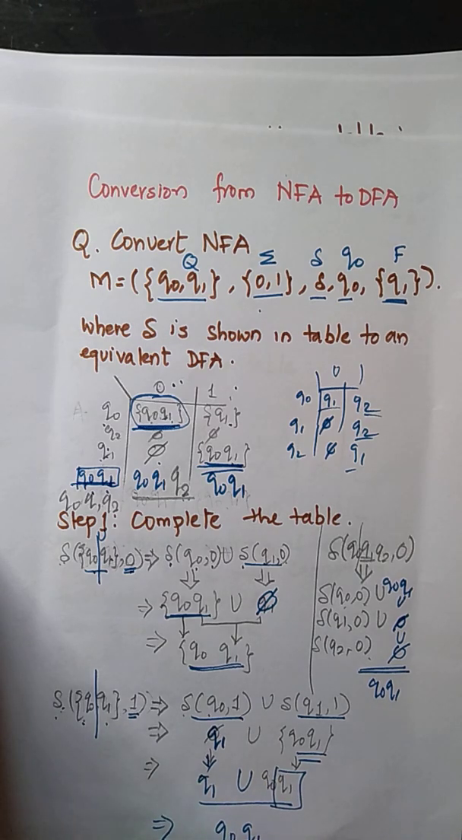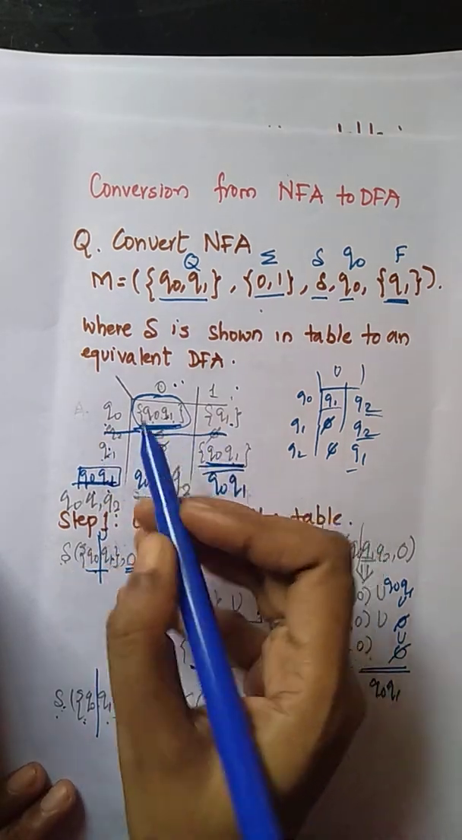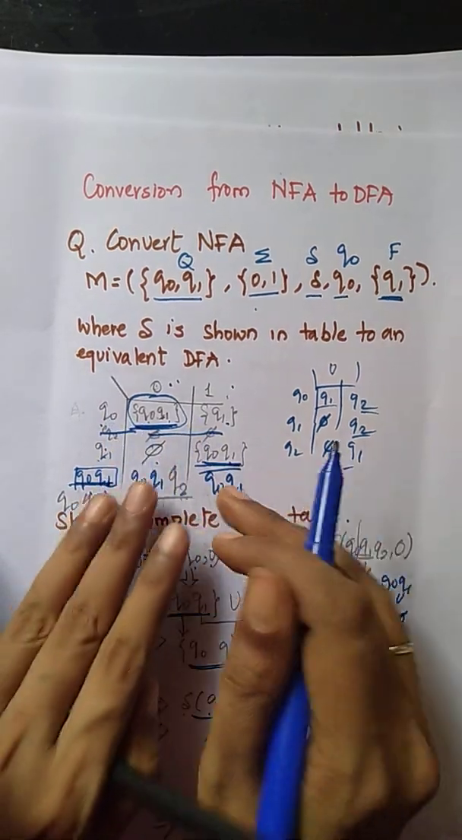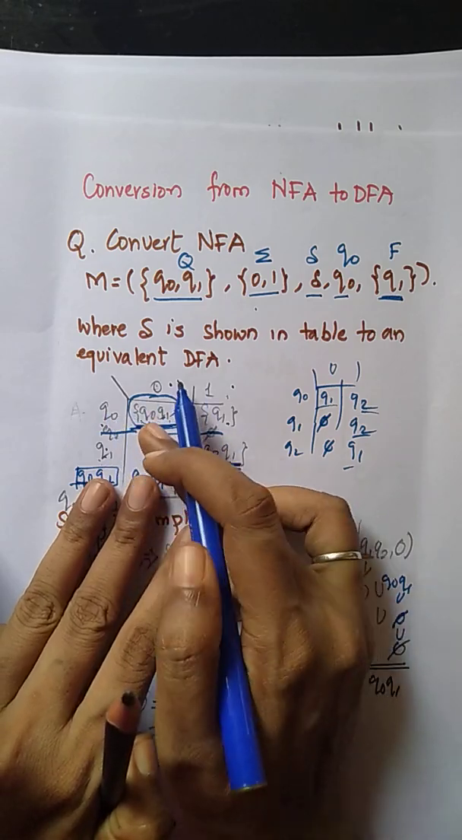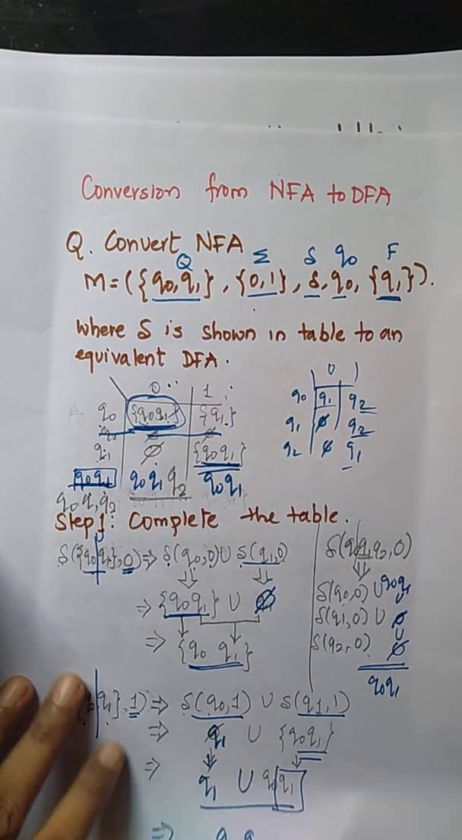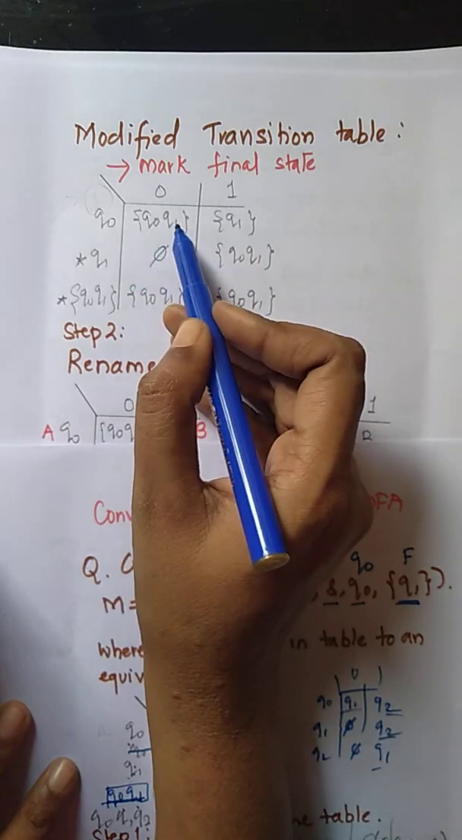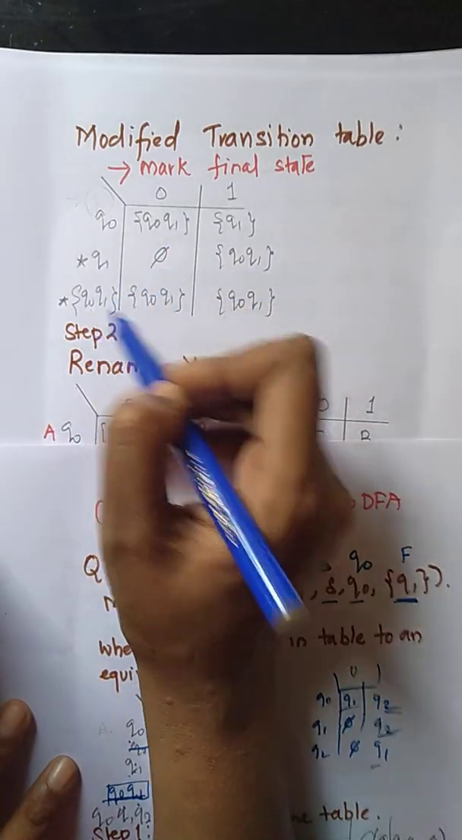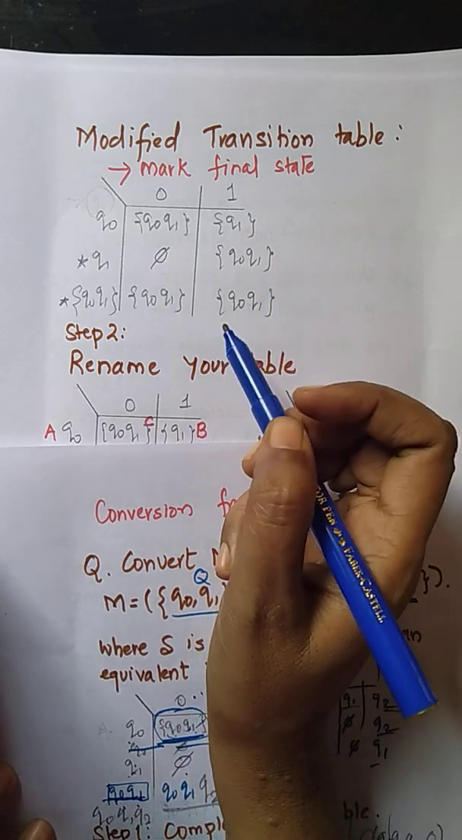But that is not our question. Our question is only Q0, Q1, and that was the question. So whatever the reachable state Q0, Q1, we had taken that Q0, Q1 as the reachable state. After that, we got this modified transition table, where Q0, Q1 was considered. Because of that, we got these two new states which we had already considered.